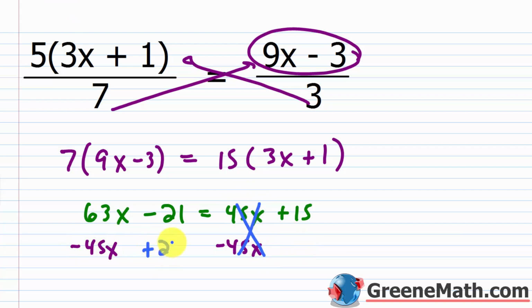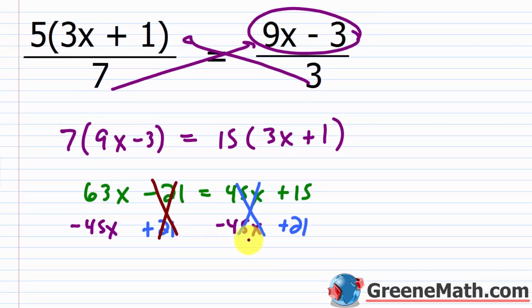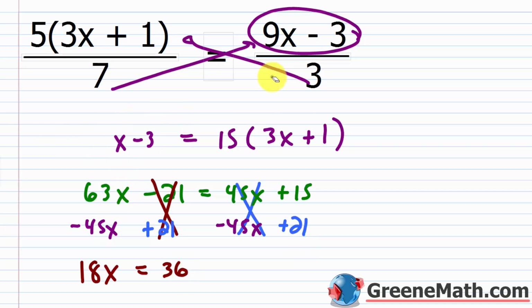Let me add 21 to both sides of the equation. And so this guy right here is going to cancel. So 63x minus 45x is going to give me 18x. And this equals 15 plus 21, which is going to be 36. So let me erase all this. I don't need any of this anymore.